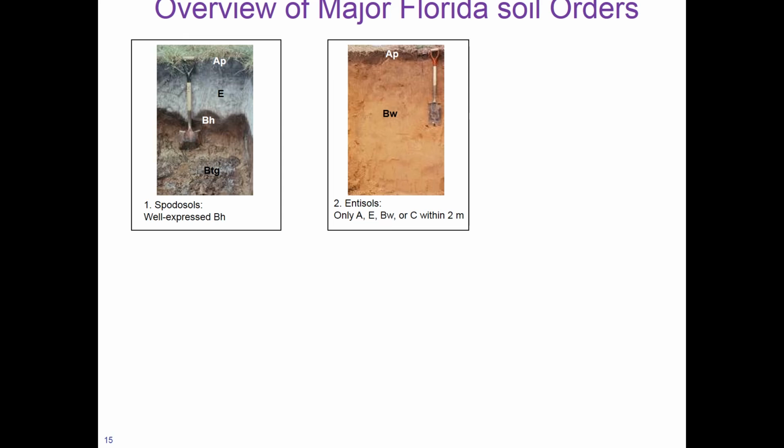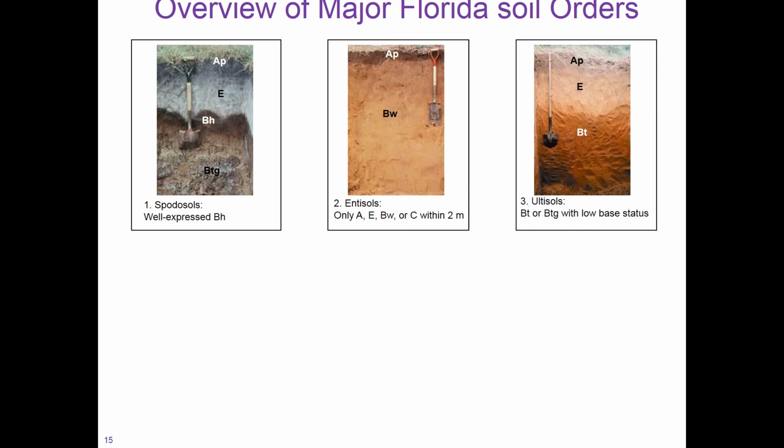The second most common soil order in Florida is entisols. They are characterized by having only an A, E, BW, or C horizon within 2 meters. That doesn't mean they can't have other horizons, but within 2 meters, these are the only horizons that would be permitted to classify as an entisol.